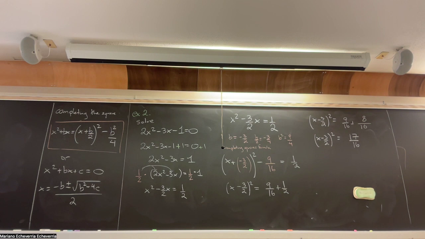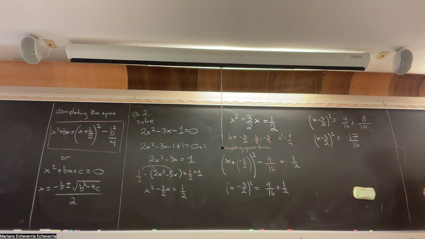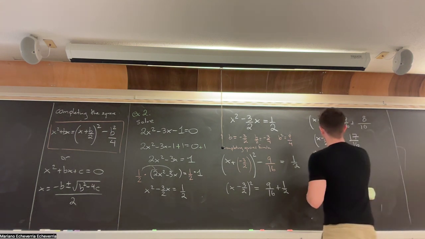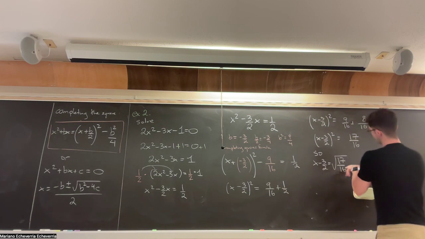So this is again similar to before. This is the number whose square is 17/16. So whatever this is, it's the square root of that number. So x - 3/2 equals the root of 17/16, or minus the root of 17/16.